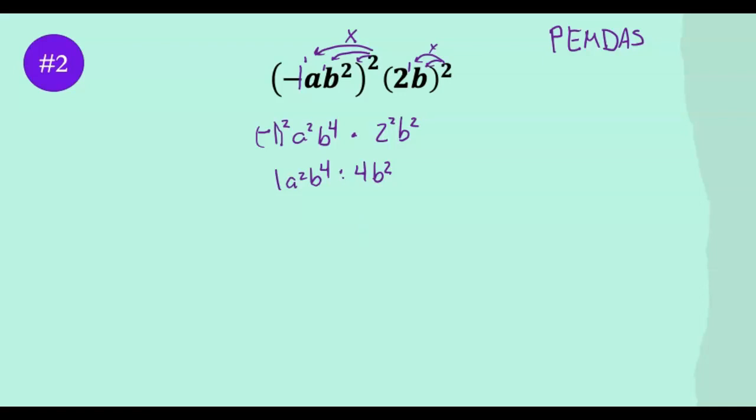Now we're multiplying. With coefficients, we multiply the numbers, so 1 and 4 are 4. A squared, well, I only have 1a squared, so since I only have 1a, I'm just going to rewrite it. And then I have b to the 4th, b squared. So keep the base. We're multiplying, so we're going to add those exponents. And 4 plus 2 is 6.